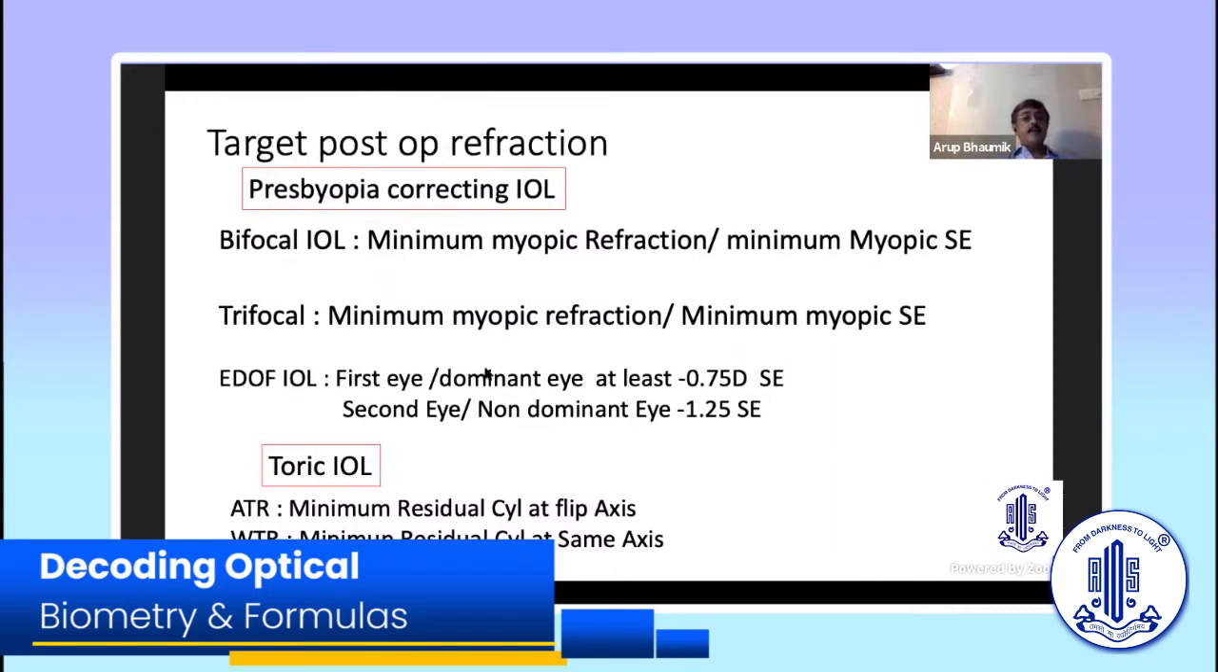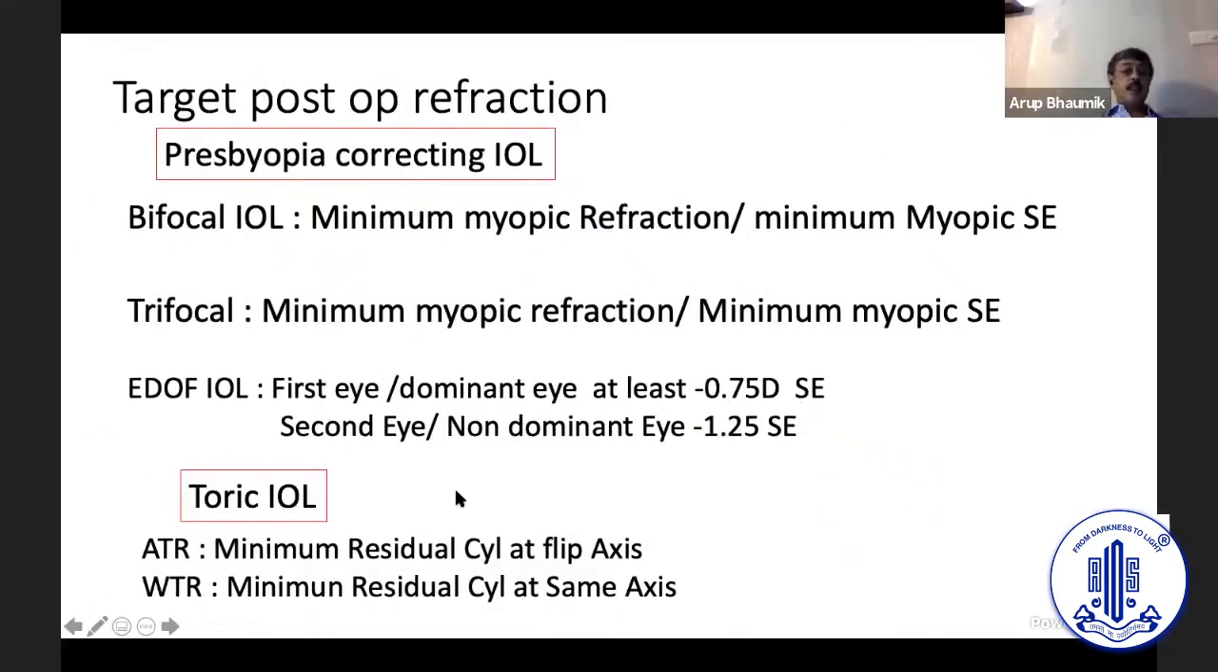And for EDOF, I keep my patient slightly myopic, at least 0.75 myopia in spherical equivalent in the first eye, the dominant eye, and in the non-dominant eye I keep at least 1.25 spherical myopia in the EDOF IOL. And for toric IOL, for ATR I always try to give the minimum residual cylinder at the same axis, and for WTR I want to correct ATR more, and WTR are minimum residual cylinder at the same axis.